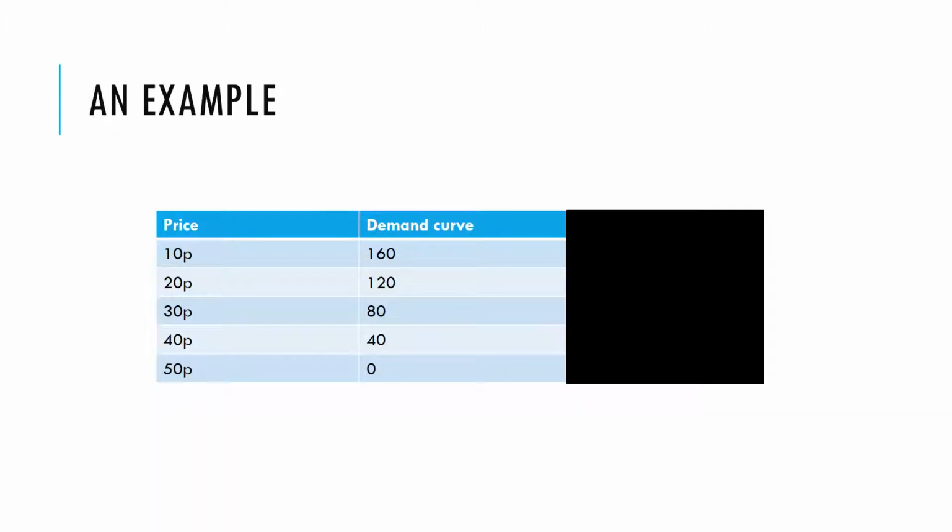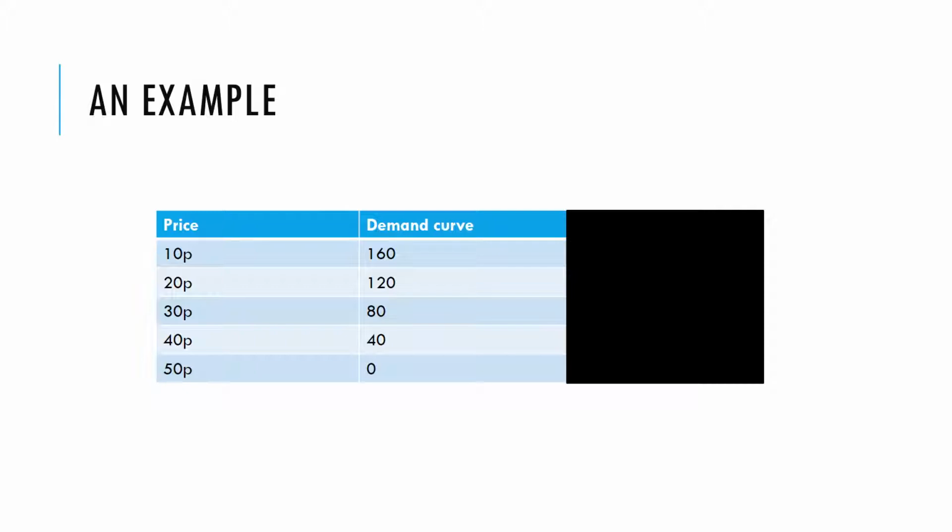So here we have our previous example. We had our different prices of chocolate bars, 10, 20, 30, 40, 50, and at those prices, how many chocolate bars people would want, which gave us our demand curve. Now, we can see that if the price changes, we just move along this demand curve. But actually, what if something else was to change?